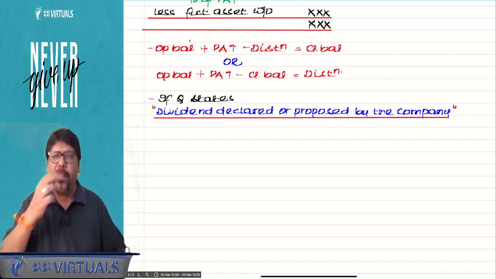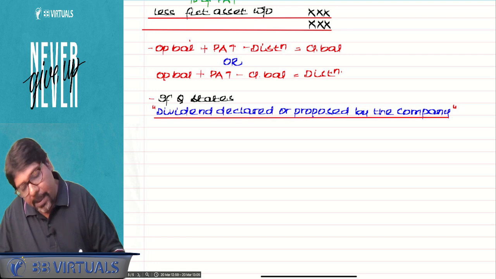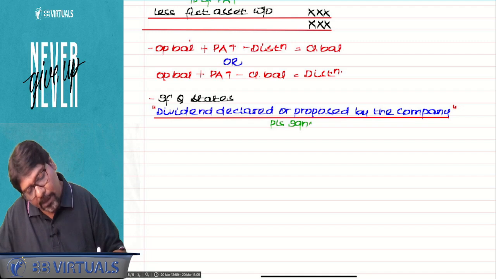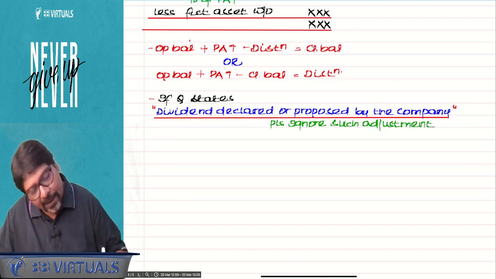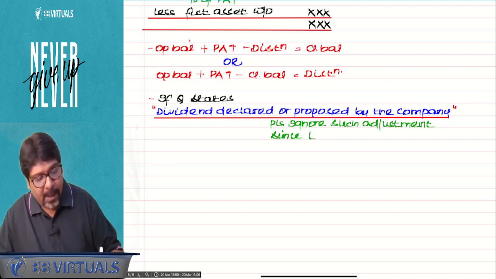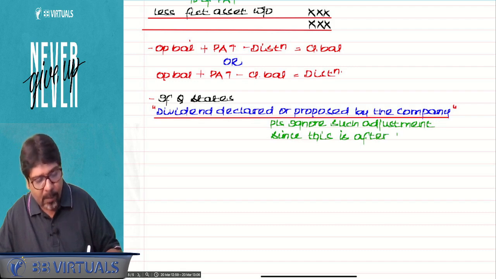Why ignore such a statement? Please ignore such adjustment. Why? Since this transaction is after year end.